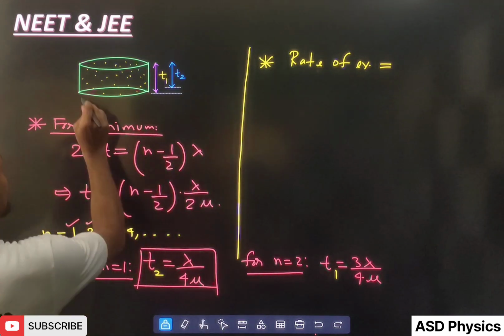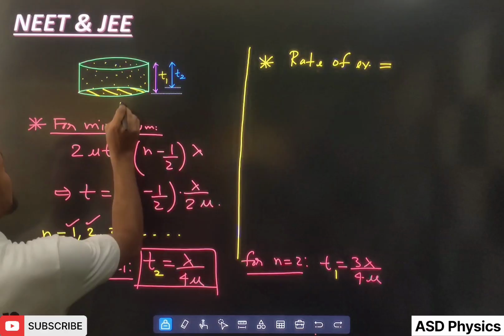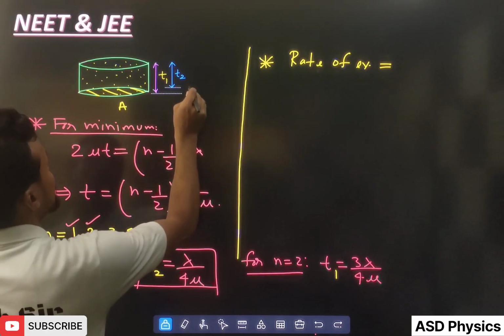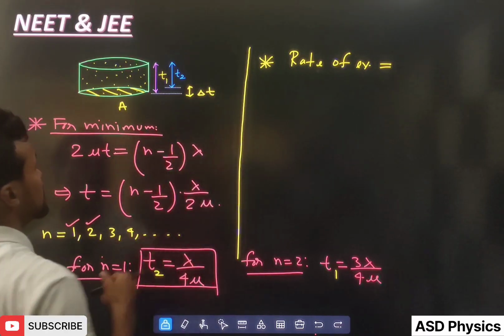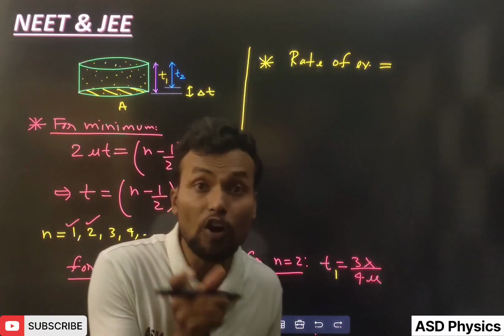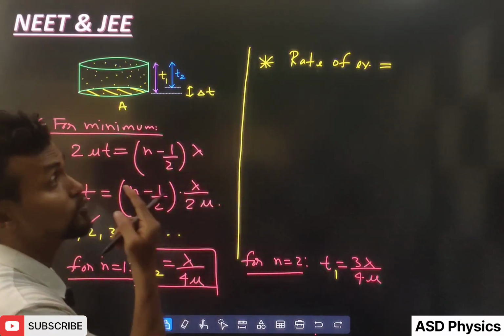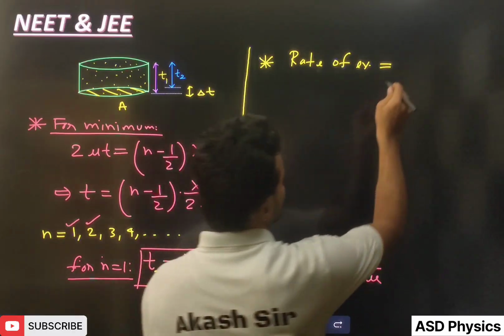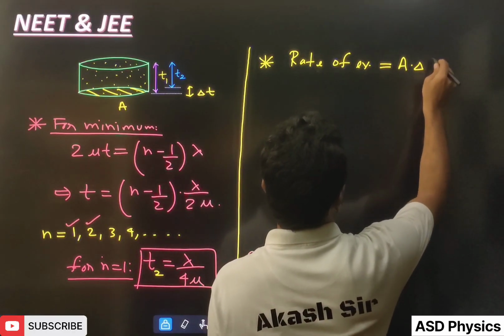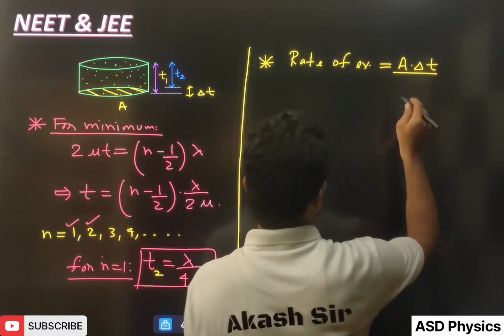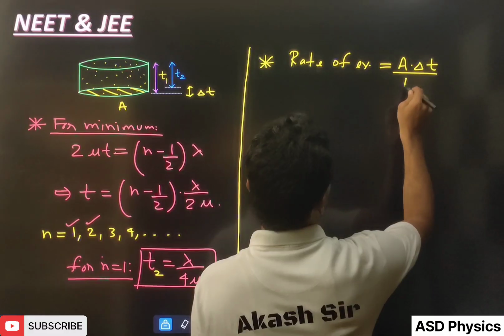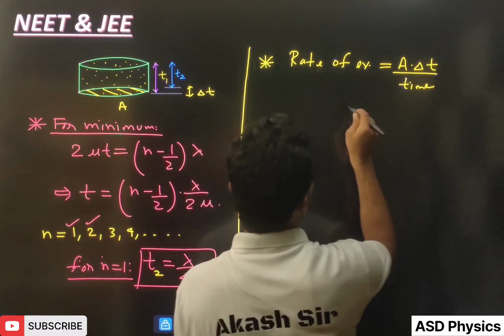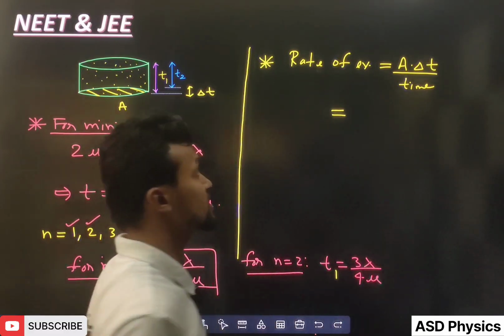So what is the volume? Let's take this ring having cross-sectional area A, and the thickness here is delta T. So how much material, how much volume will evaporate? Amount means volume, so A into delta T. What will this come to? A into delta T by the time, because here T represents the thickness.